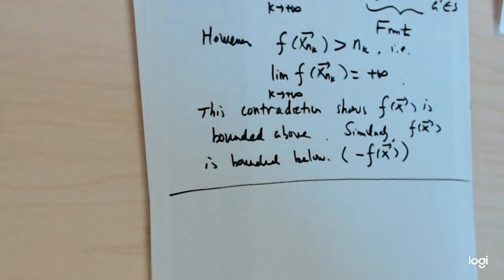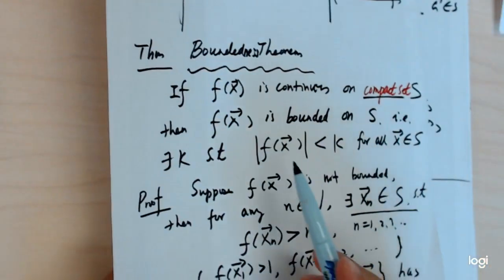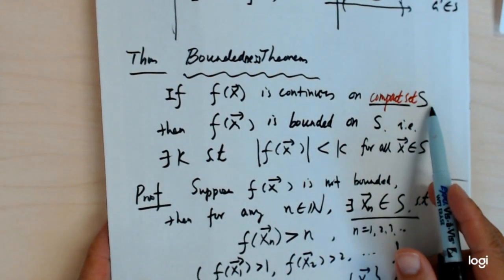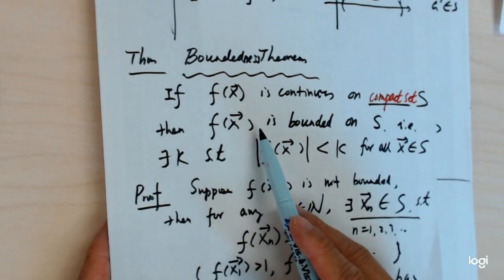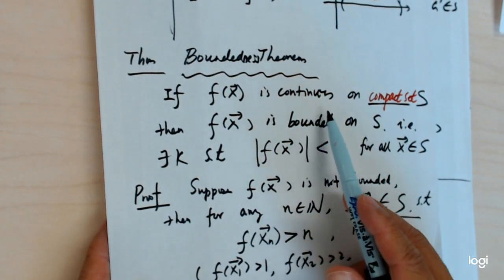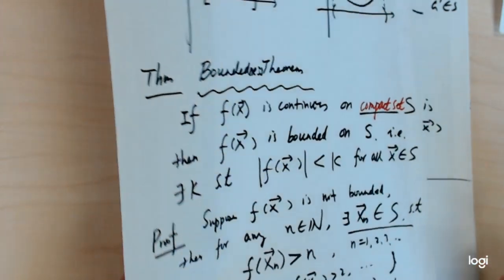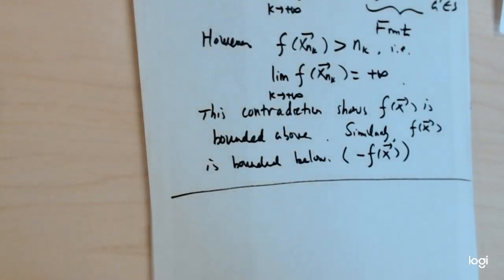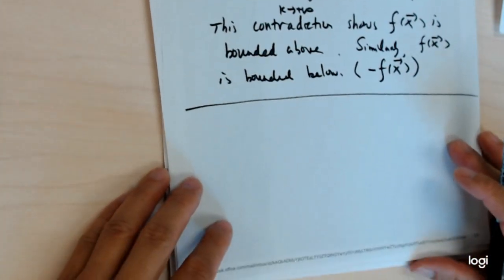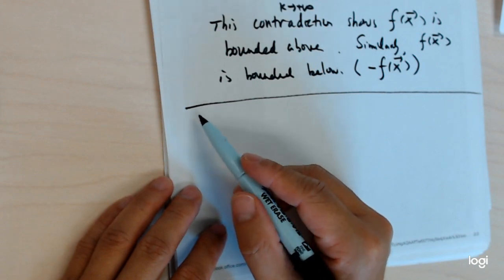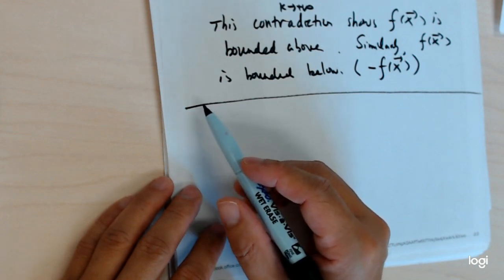So the equivalent result for a single variable function is: if f of x is continuous on a bounded and closed interval, then f of x is always bounded. The difference here is that S is required to be what? Compact. Followed by the minimum theorem, the extreme value theorem.